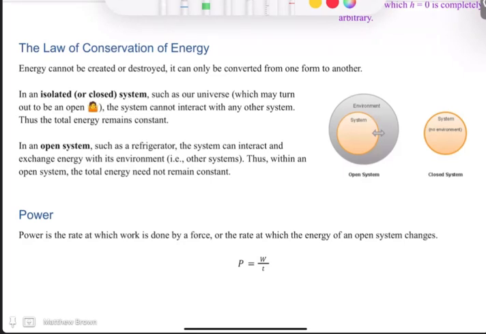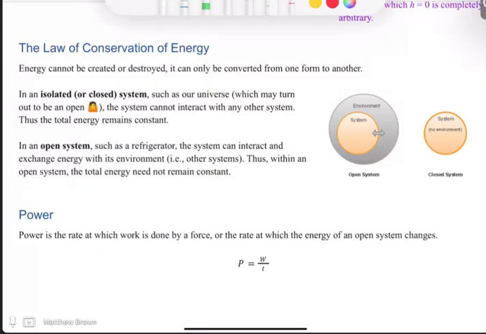Just to be very clear, I mentioned them before, but open and closed systems. When isolated or closed, and I'll probably use those terms interchangeably, this is a system such as our universe. I put that little bit there because who knows, maybe our universe turns out to be an open system. It cannot interact with any other system, so the total energy remains the same, just changing from one type to another.